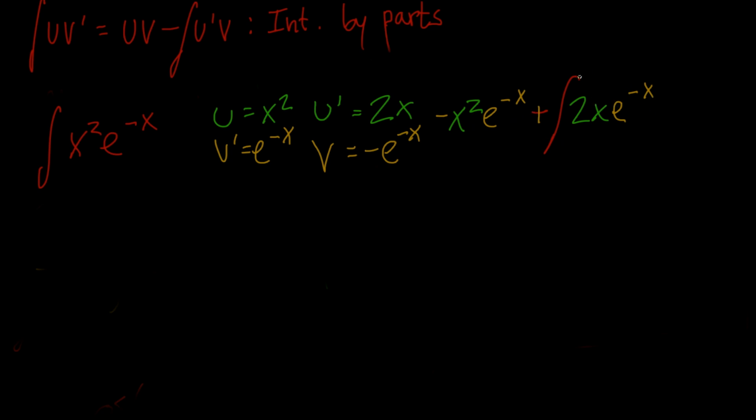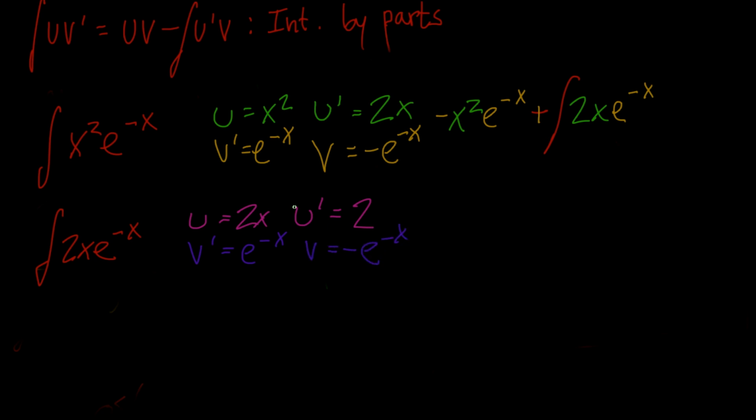And this right here is an integral where we need to use integration by parts again. So I'm going to write that down in the bottom left. Now I'm going to use a different color to show that this is the second integration by parts. I'm going to go u is equal to 2x, so that my u prime is just equal to 2. And then I'm going to make my v prime equal e to the negative x, which means my v is going to equal negative e to the negative x, right? I'm doing it similar to last time just because of convenience.